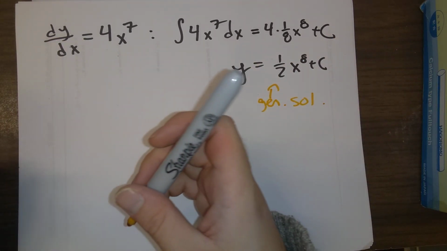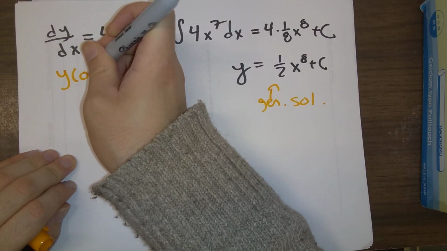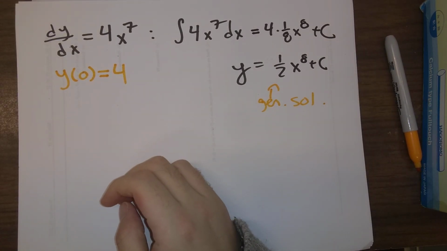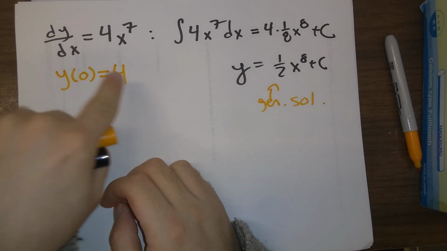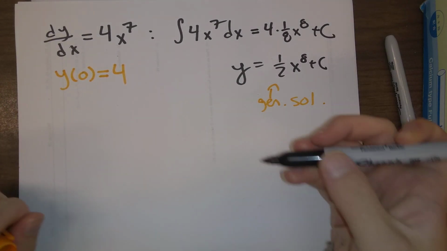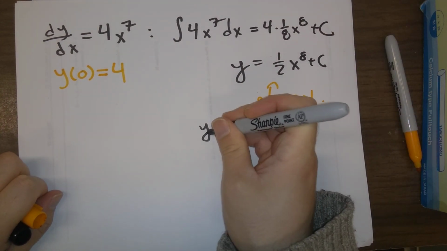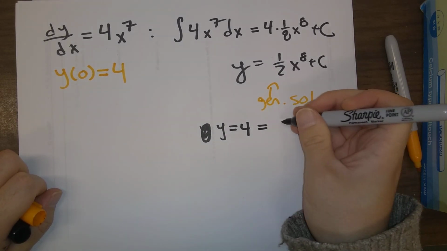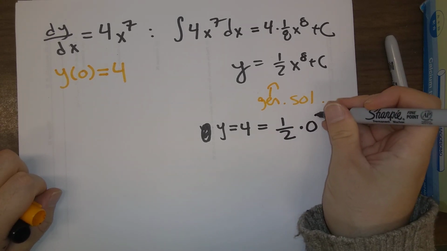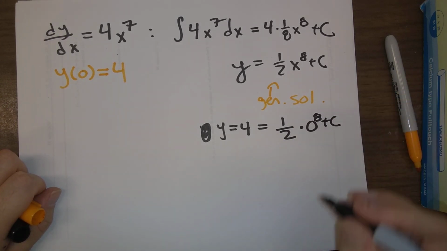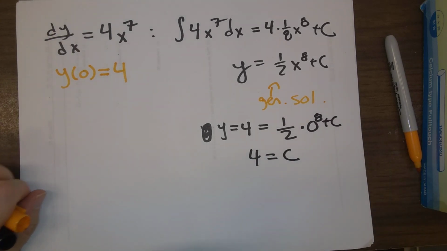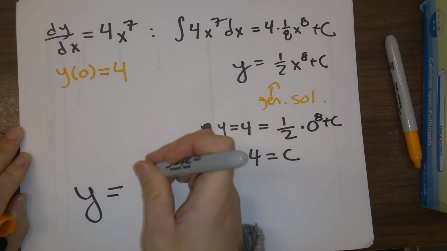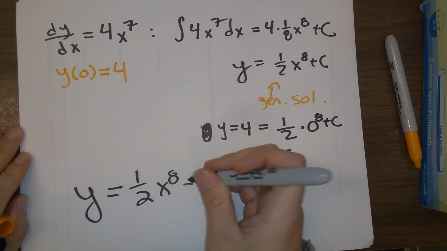I probably should have told you at the start that the initial condition is y of 0 equals 4. So this says that when x is equal to 0, y is equal to 4. So how do we find what c is? Well, y needs to equal 4 when x equals 0. So 4 is equal to c. So our particular solution is y is equal to 1/2 x to the 8th plus 4.